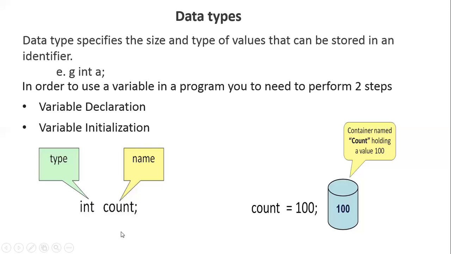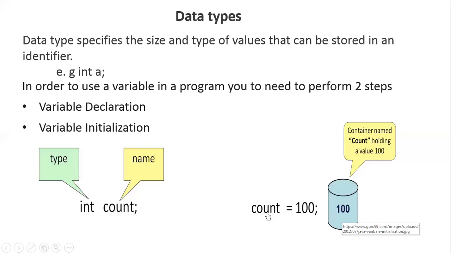When we declare this variable, the JVM will store a memory location, and that memory location will be named count. Whatever value we assign to this count is known as initialization. That value will be stored in that memory location. So we can say a memory location is a container which is named count and which is holding a value 10.